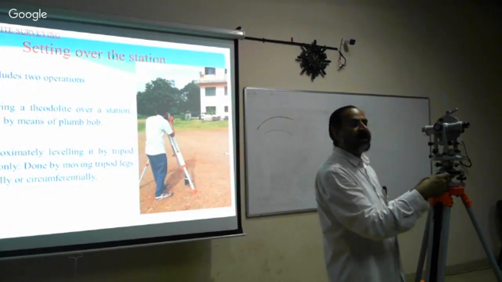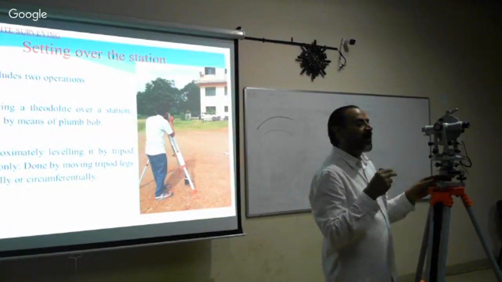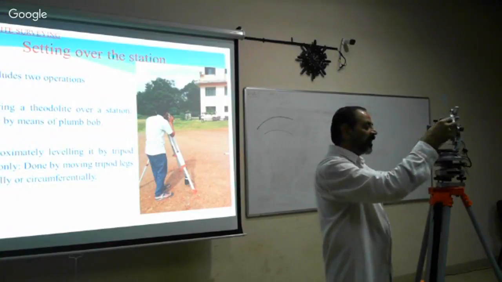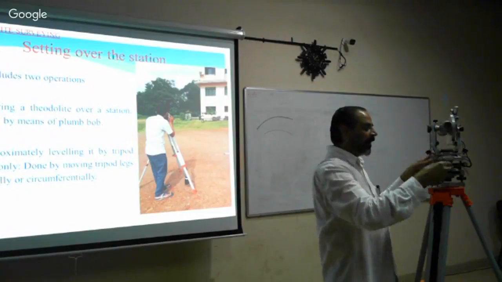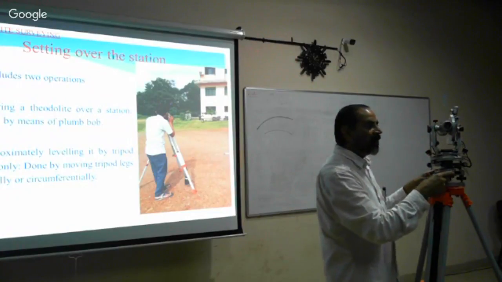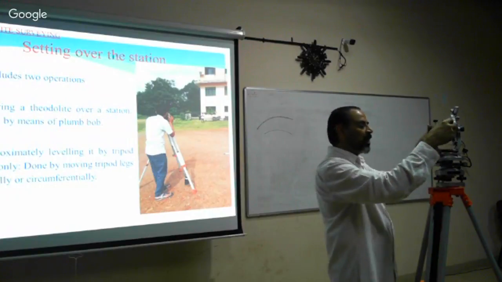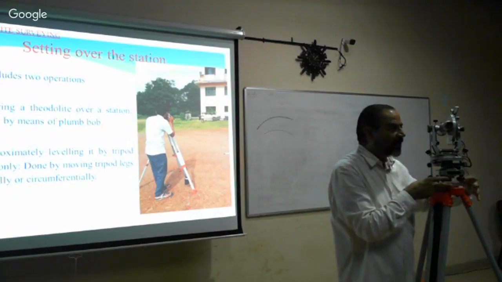Now you have to concentrate on these two. While setting up, that is, leveling the instrument, first bring the telescope parallel to any two foot screws. Bring the telescope parallel to any two foot screws. For example, there are two foot screws here, and there is one other foot screw.